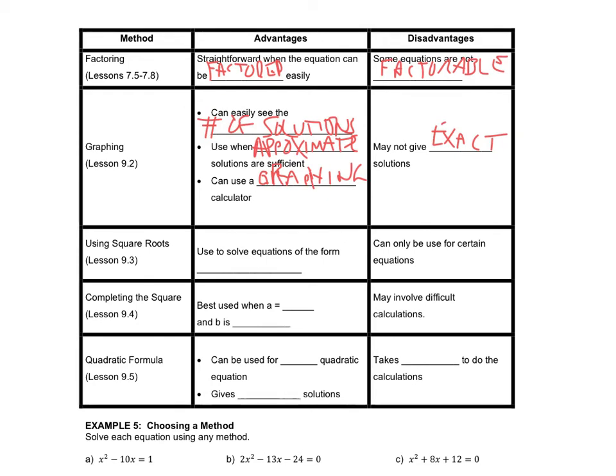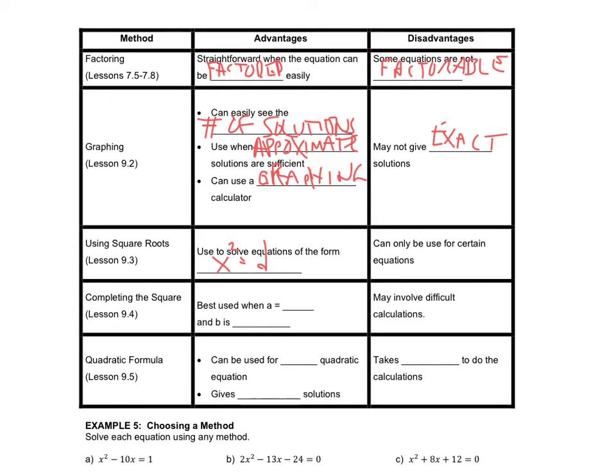So, using square roots. You want to use this one every time you see that you have something like this, where you have x squared equals d. There's nothing to do here. All you have to do is take the square root of both sides and you're done.